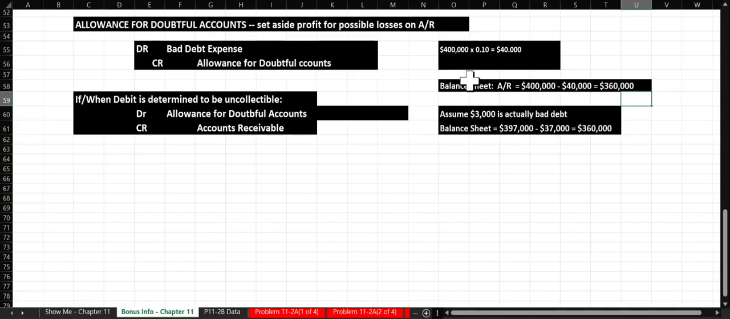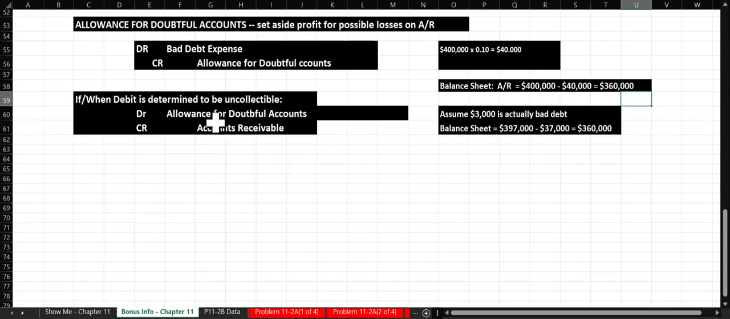Again, we're not saying that we are going to lose $40,000 of our receivables, but we are estimating based on experience that we may. Hopefully, we're wrong in a favorable way and we lose nothing. Or it could be that we're wrong in an unfavorable way and we end up losing 45,000. But to set it up, this is what we would do.